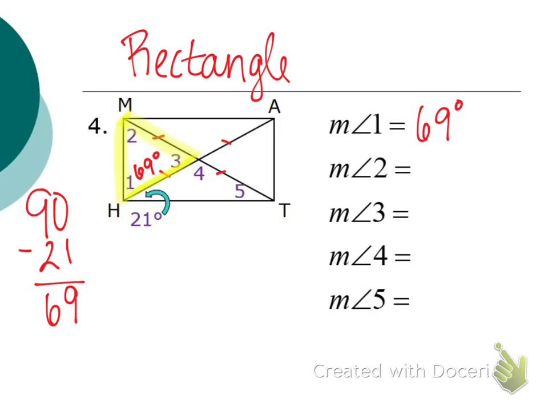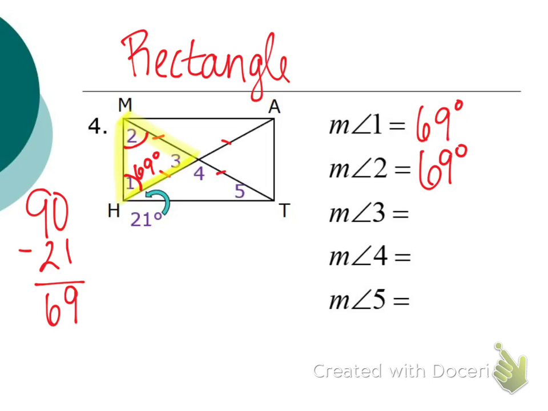What is true about the angles across from the congruent sides of an isosceles triangle? They're congruent, which means that this angle 1 is congruent to which angle? Angle 2. So those two angles are congruent, which means angle 2 is also going to measure 69 degrees. Questions about how that works?